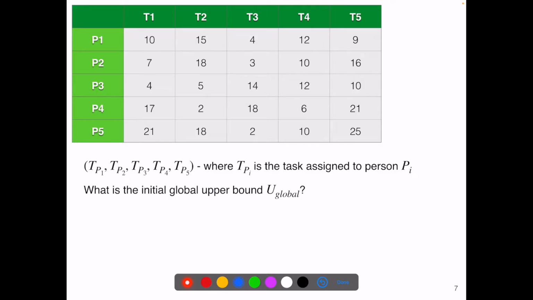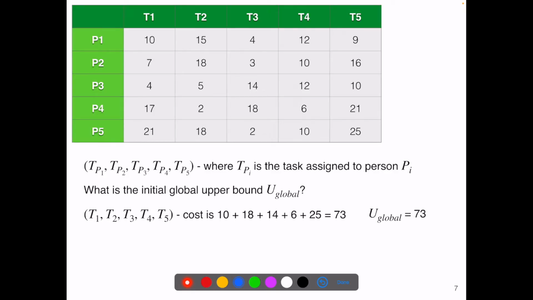Again, note that this is not the upper bound of all possible solutions, but the upper bound of the optimal solution. So we can simply generate one feasible solution and use its total cost as the initial global upper bound. The optimal solution's cost cannot be greater than that. One quick way to do this is to assign T1 to P1, T2 to P2, and so on. The total cost will be 73. And we can use it as our initial global upper bound.